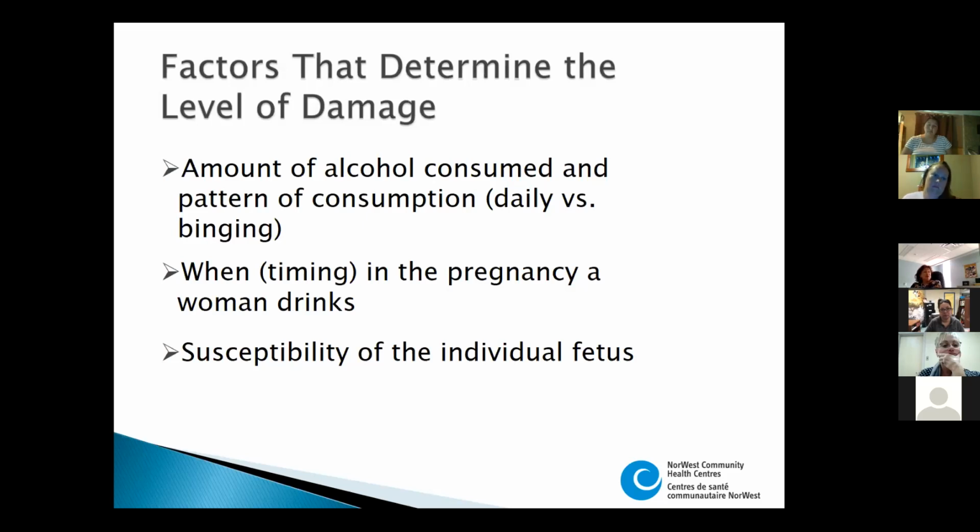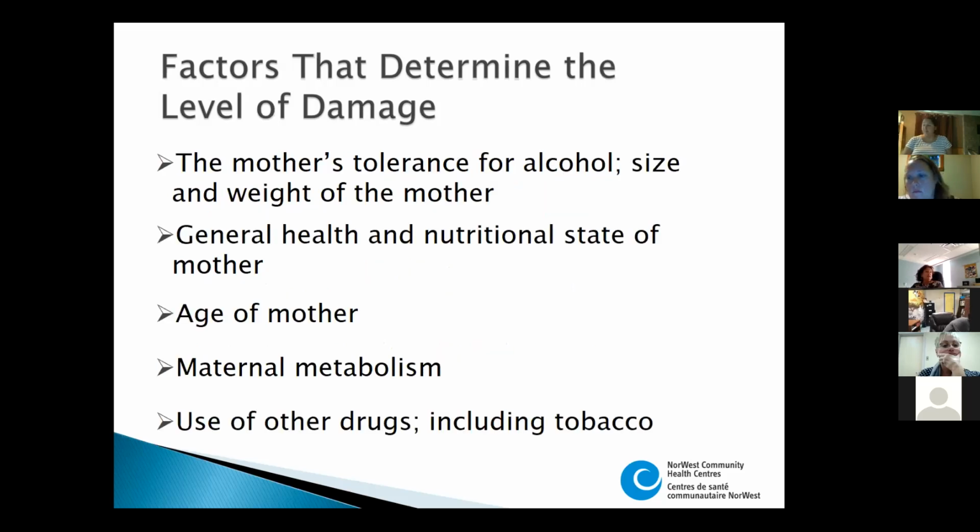Factors that determine the level of damage, this is very brief. Amount of alcohol consumed and pattern of consumption. And Kelly spoke very well to the alcohol exposure history that we're looking for. When in the pregnancy mom is drinking, and susceptibility of the individual fetus. There used to be lots of conversation about genetics versus alcohol. And what we know is alcohol causes the damage, and genetics basically determines the extent of the damage. Mom's tolerance for alcohol, size and weight of mom, general health, nutritional state of mom, which is very, very important to the health of the baby, age of mom, maternal metabolism, use of other drugs, including tobacco, and now we're going to add to that marijuana.